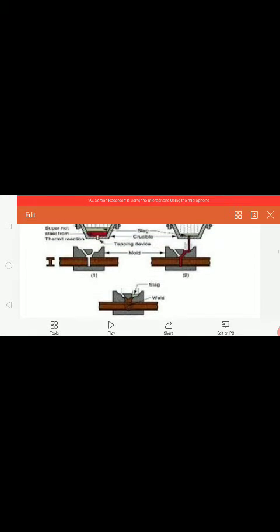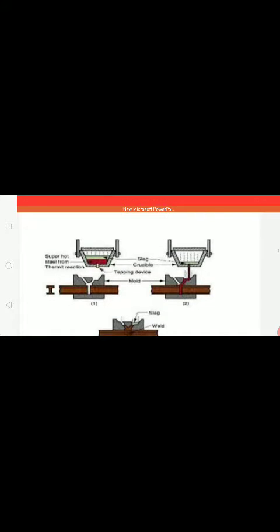rail tracks. Then, another arrangement with all the elements. So another thermite welding arrangement with all elements of the welding system is shown clearly here. By looking at this figure, you can understand the welding process.